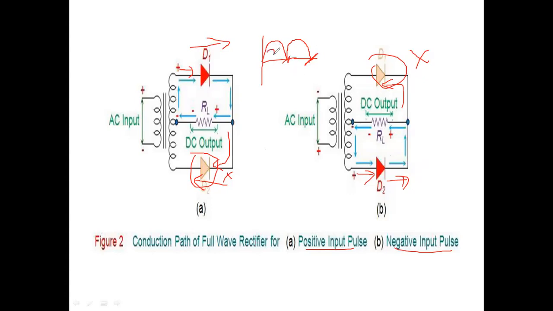So for the positive half cycle, D1 is conducting. For the negative half cycle, D2 is conducting here now. This is the simple explanation of the full wave rectifier. We are going to call it the full wave rectifier. Any doubts?